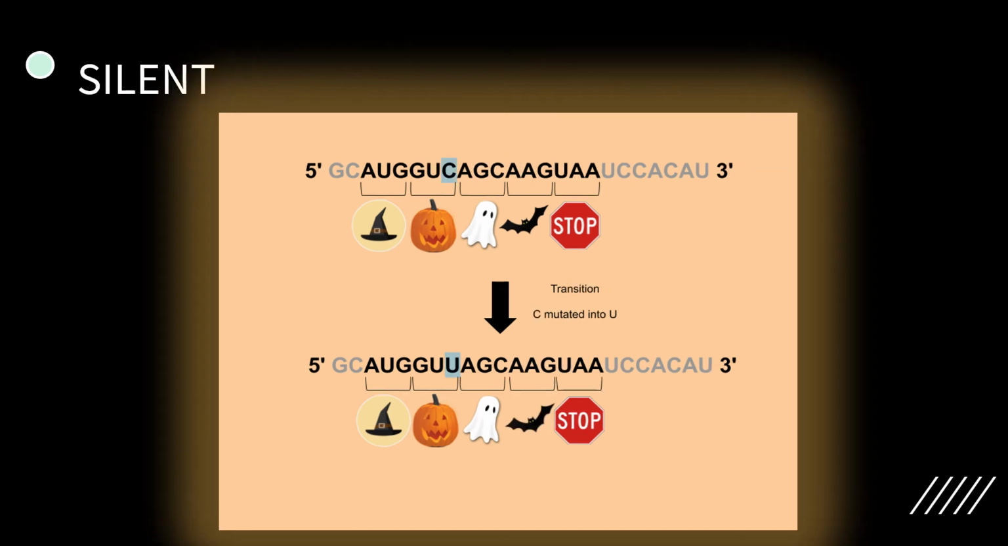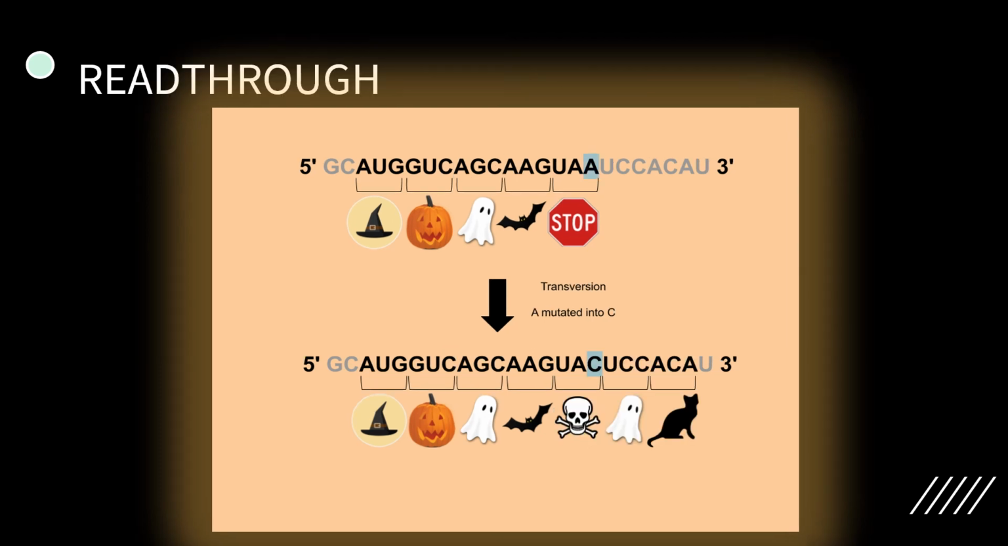A silent change is when a point mutation occurs, but the codon still codes for the same amino acid. So here the C is changed to a U. However, this does not affect the sequence because it still codes for a pumpkin.